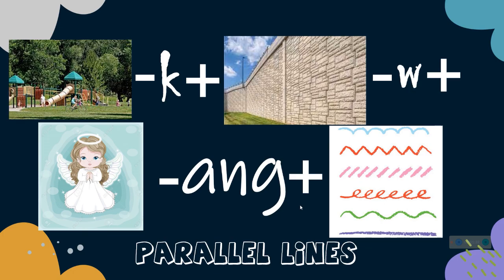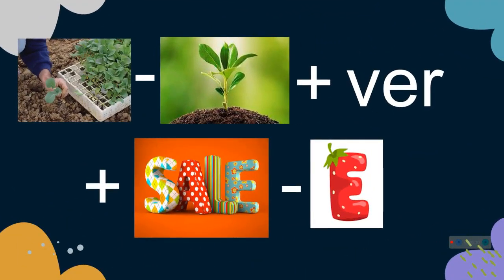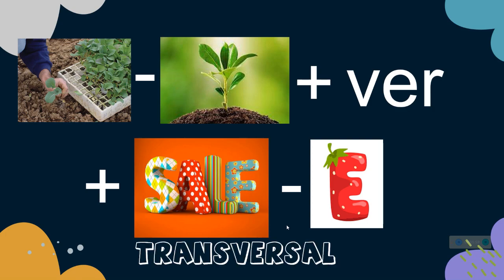Okay, next, let's have the next one. What do you think is the hidden word here? Okay, so in the first picture, we have transplant. We are going to take away the plant, minus plant, so you are left with trans. Plus where, plus sail, minus E. So what is the word? That's correct. We have transversal.